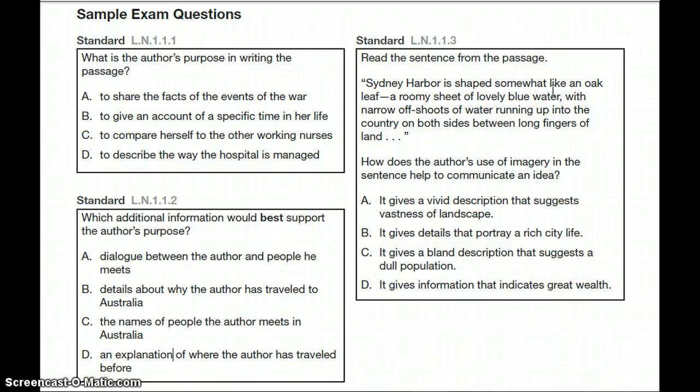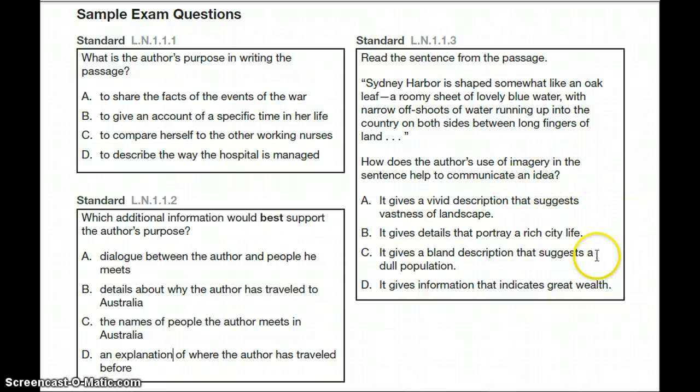Another sample will require you to read a sentence. Sydney Harbor is shaped somewhat like an oak leaf, a roomy sheet of lovely blue water with narrow offshoots of water running up into the country on both sides between long fingers of land. How does the author's use of imagery in this sentence help to communicate an idea? So in this sentence, you do see imagery where they are describing very vividly a picture to you so that you can visualize it. Why does the author use that imagery? What idea are they communicating?